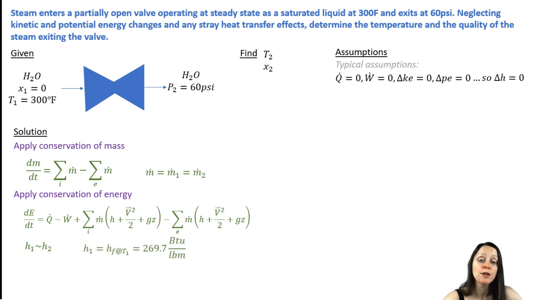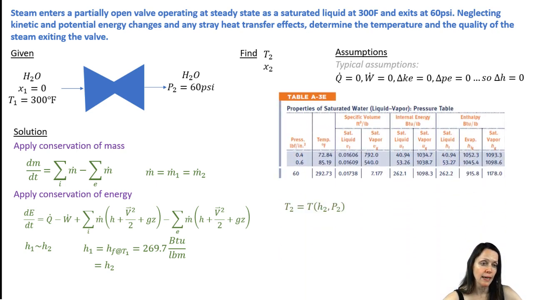So the first thing that I'm going to do is get the H1 value. So I look that up. It's HF at T1, and that's equal to H2. And I'm going to use that information to figure out what the temperature is. So T2 at H2 and P2. So those are my 2 independent intensive properties.